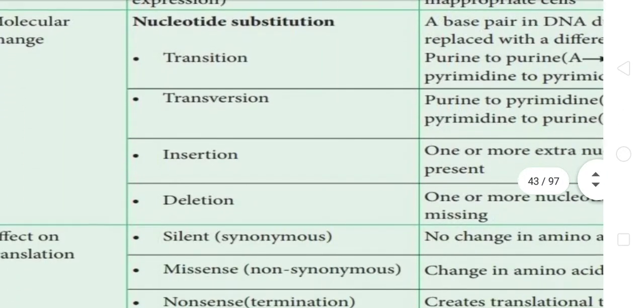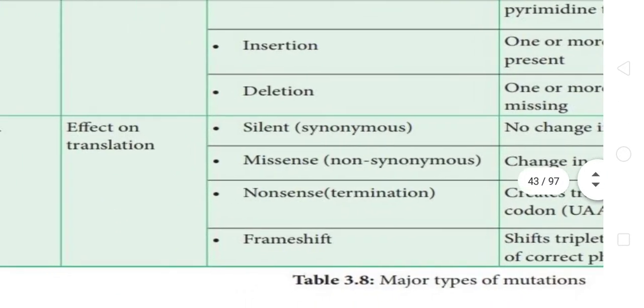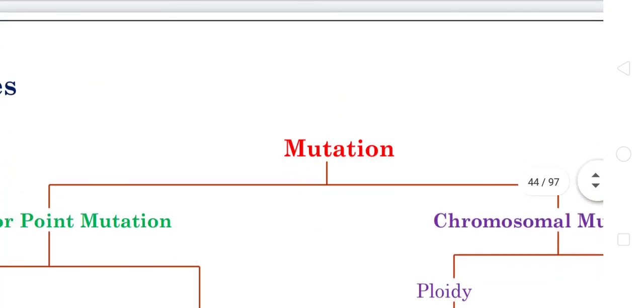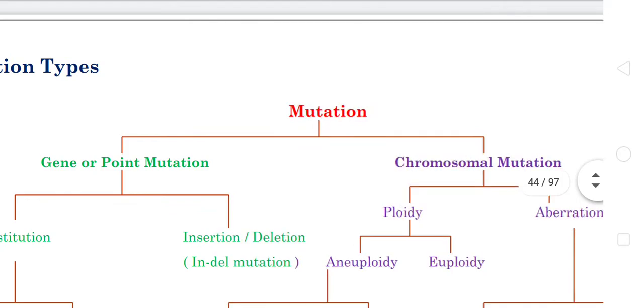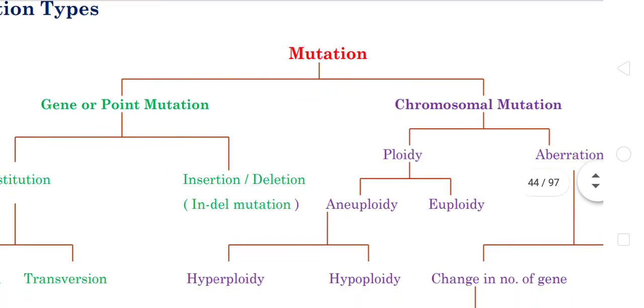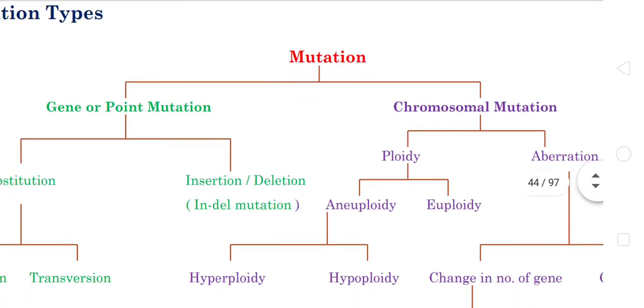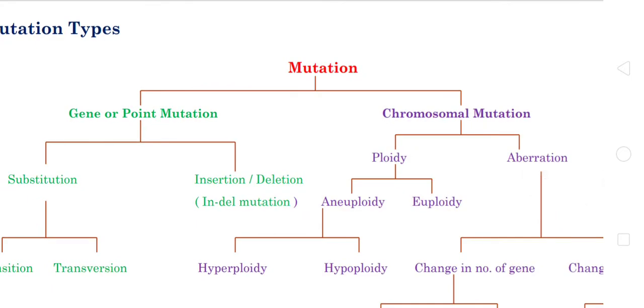Molecular gene and effects of translation, we'll see later. Next we have to move on to the types of mutation. There are two types of mutation. One is called gene mutation and the other is chromosomal mutation. If the mutation is seen in individual genes, we call it gene mutation. It is also called point mutation.